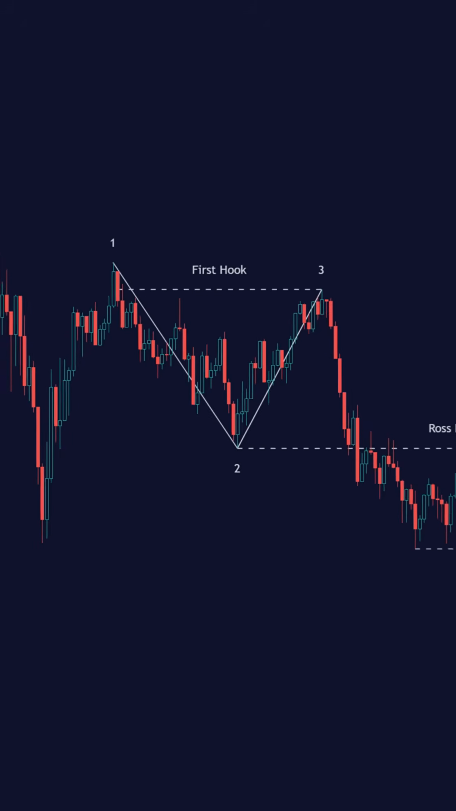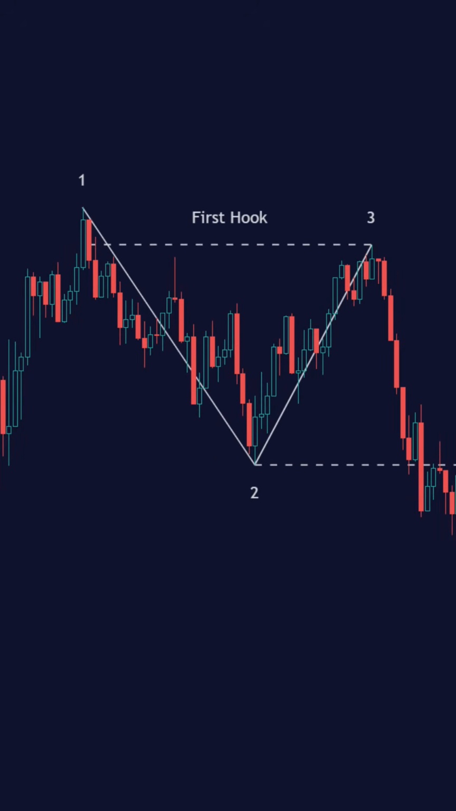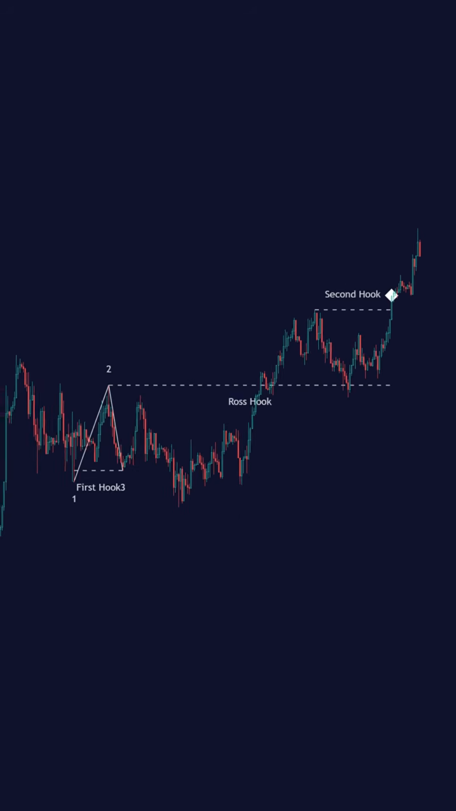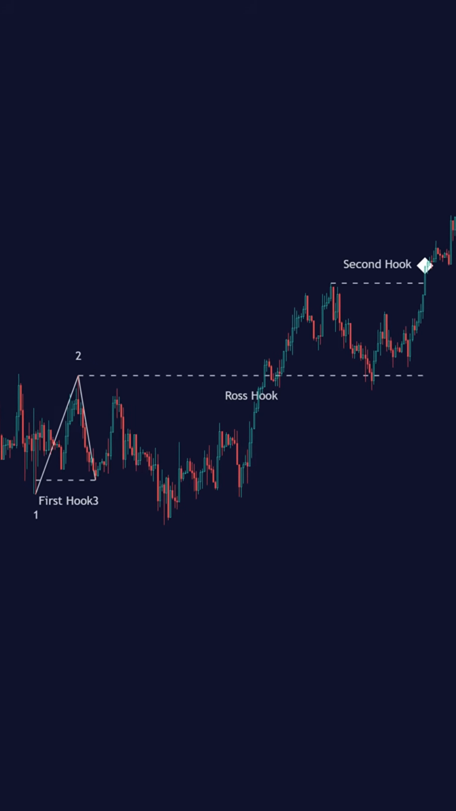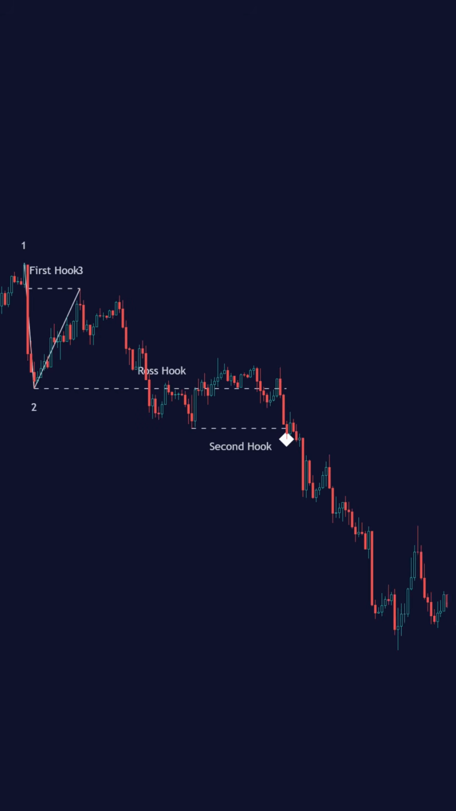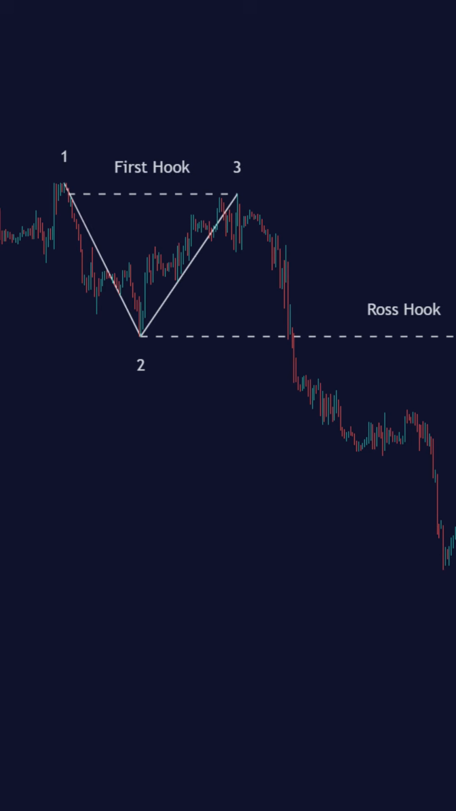The Ross Hook pattern is a trading strategy that is based on the 1, 2, 3 pattern. And this is all 100% based on price action. Every single trader out there can understand and implement this pattern into your trading. This pattern is a trend continuation setup that helps you identify when the trend will continue.